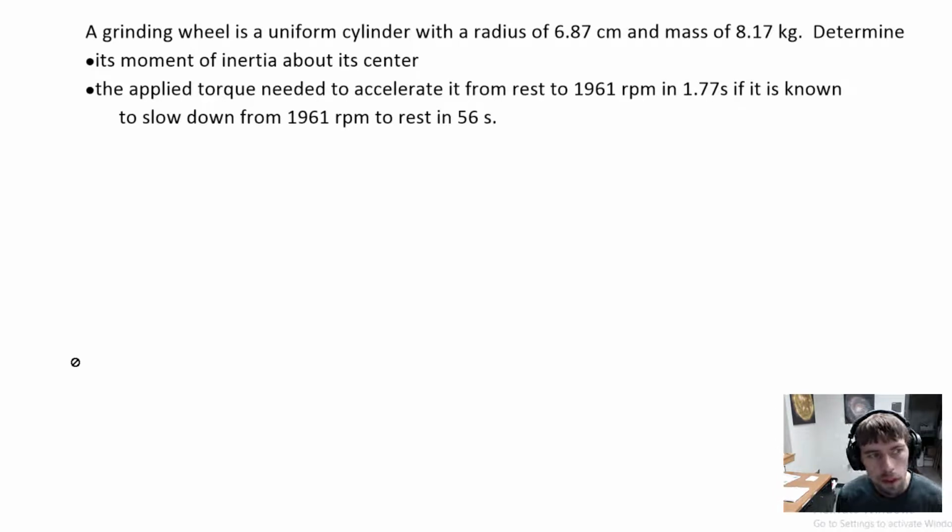A grinding wheel is a uniform cylinder with a radius of 0.67 centimeters and mass 8.17. Just some random numbers generated. Determine, number one, its moment of inertia about its center, and number two, the applied torque needed to accelerate it from rest to some RPM in some time. And it's known to slow down from some other RPM in some other time.